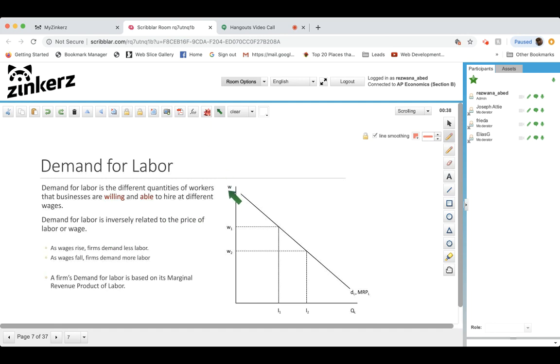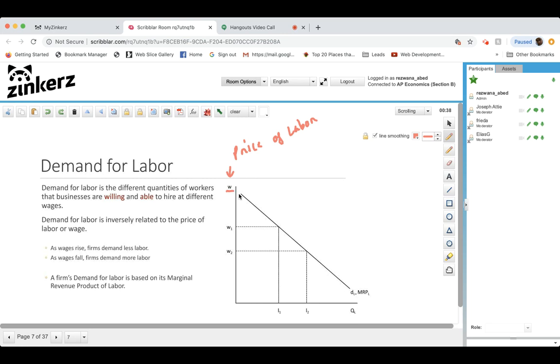Okay, so the price of labor, recall that the wage is the price of labor. This is also known as the factor payment. So this is what farms have to pay to workers, which is wage. So the price of labor is wage, and then the quantity of labor is on the horizontal axis.